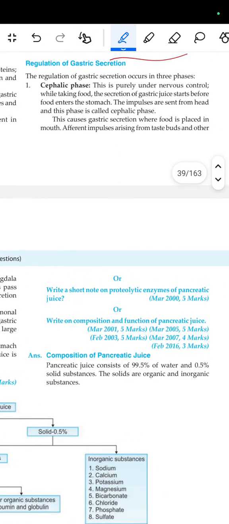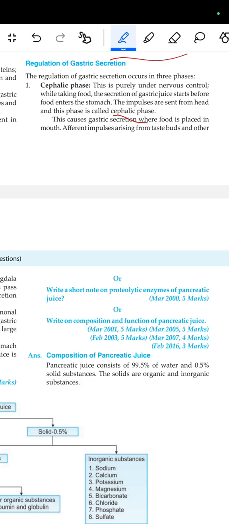Next, regulation of the gastric secretion. The regulation of the gastric secretion occurs in three phases. Cephalic phase: this is purely under nervous control. By taking food, the secretion of the gastric juice starts before the food enters the stomach. The impulses are sent from the head, and this phase is called the cephalic phase. This causes gastric secretion when food is placed in the mouth.